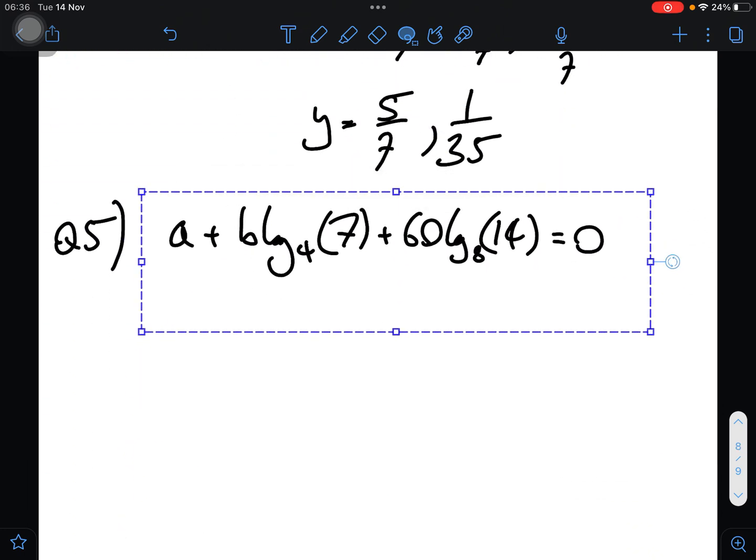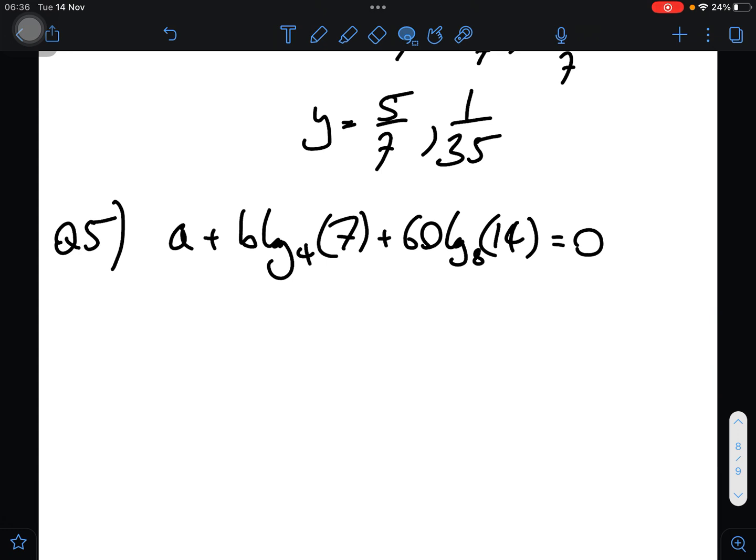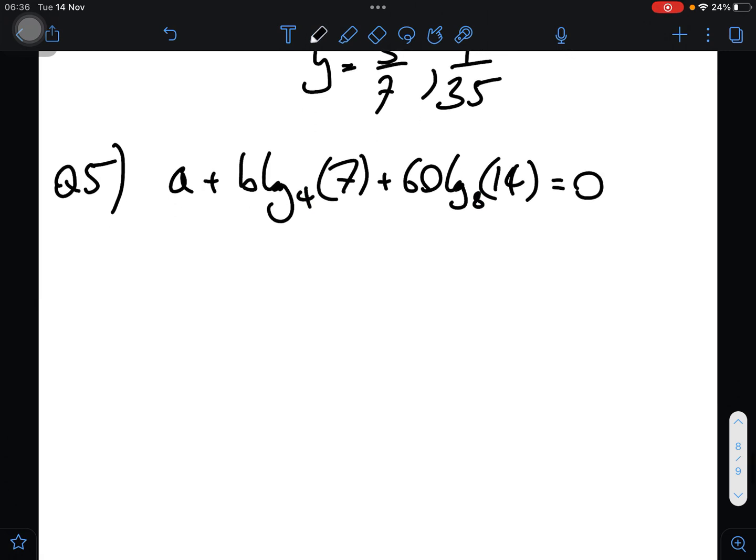So, question 5. The hint I gave you guys is that if you get these both as the same logarithm type, you can cancel down. In fact, there's loads of ways of doing this question. You could have done log 4, you could have done log 8, either one would have worked. The easiest, though, is to do log 2. And that's using our rule for change of bases.